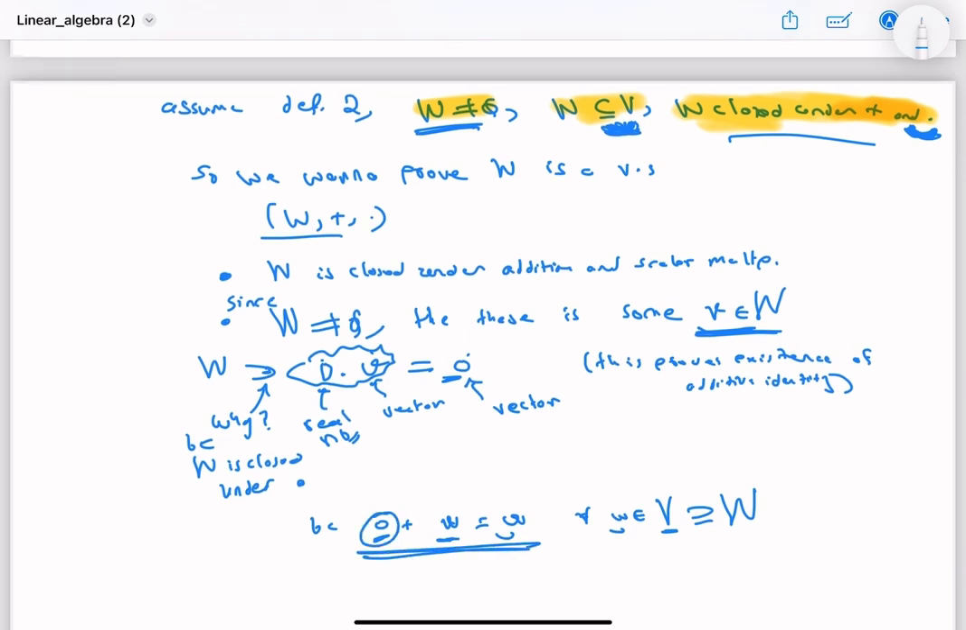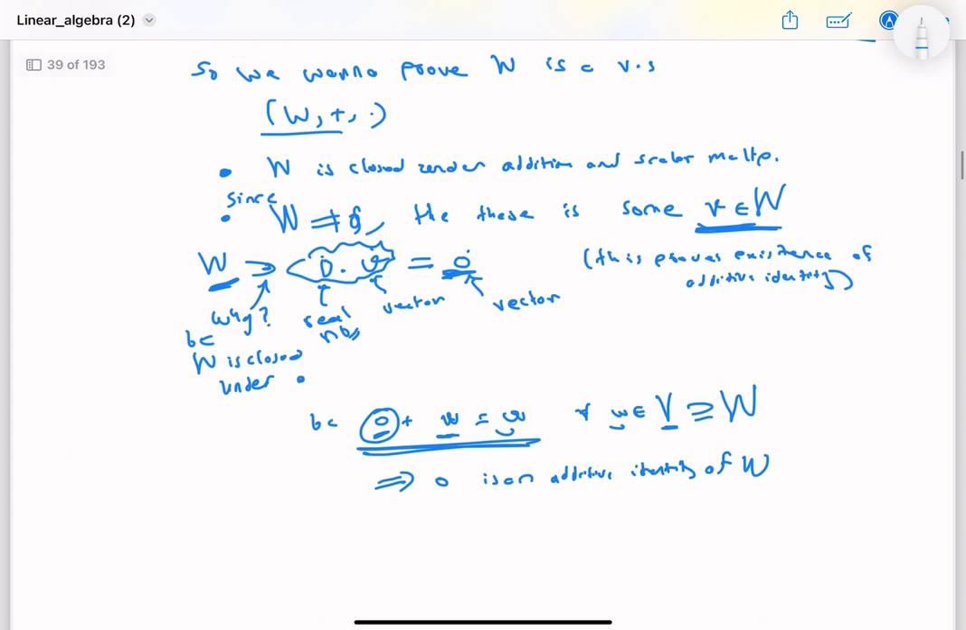And thus 0 is an additive identity of omega. But we already showed that 0 is in omega, right? So this is the second thing that we need to check. The third thing that we need to check is the existence of additive inverses, right?